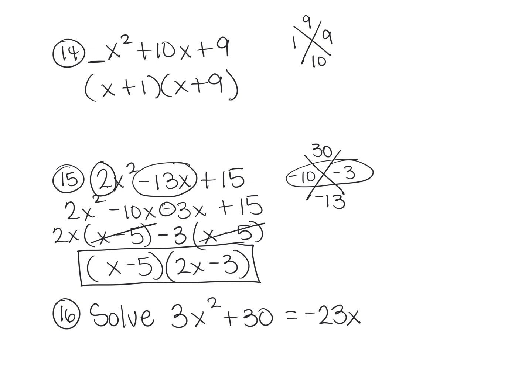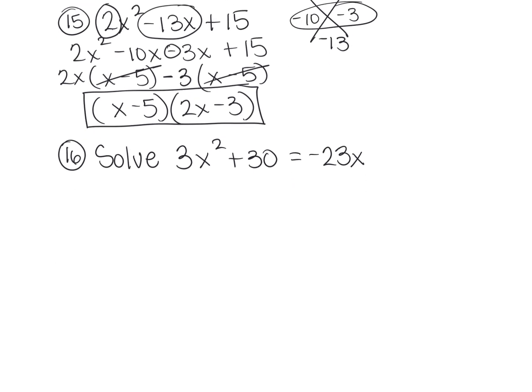Number 16 says we want to solve, so we are getting everything to one side. So I have 3x squared plus 23x plus 30, and that's equal to 0.